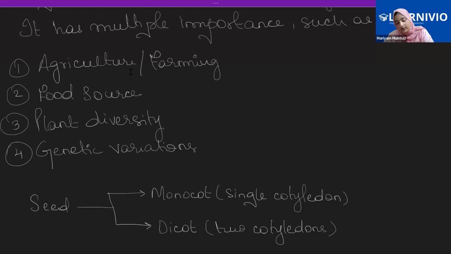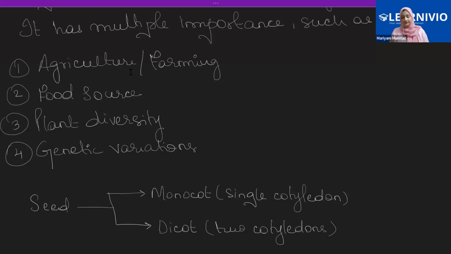It also contributes to the diversity of plants, right? It brings more variation, a lot of different kinds of plants. And lastly, since it is a product of sexual reproduction, it causes genetic variation, meaning the introduction of new characters at the genetic level. That is also done by the seed. So, up until now, any doubts, students?